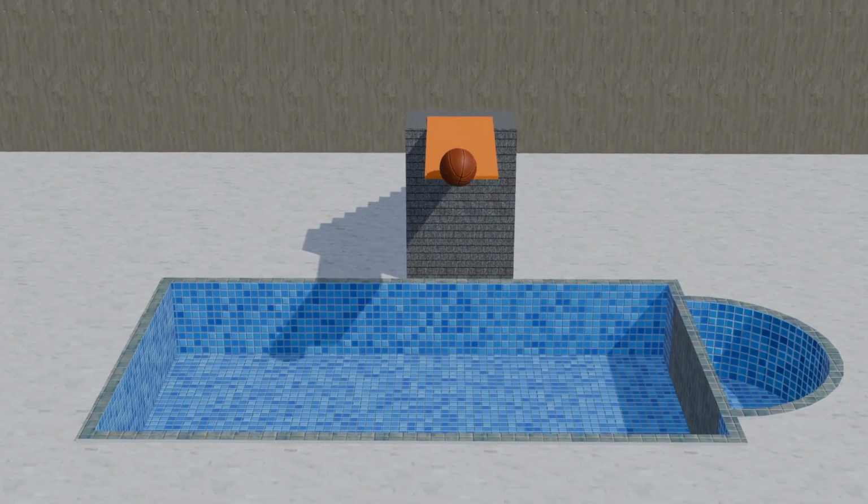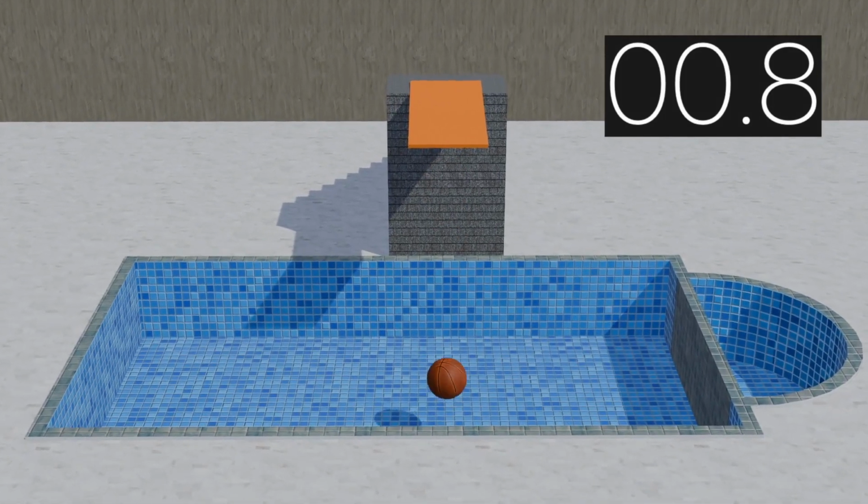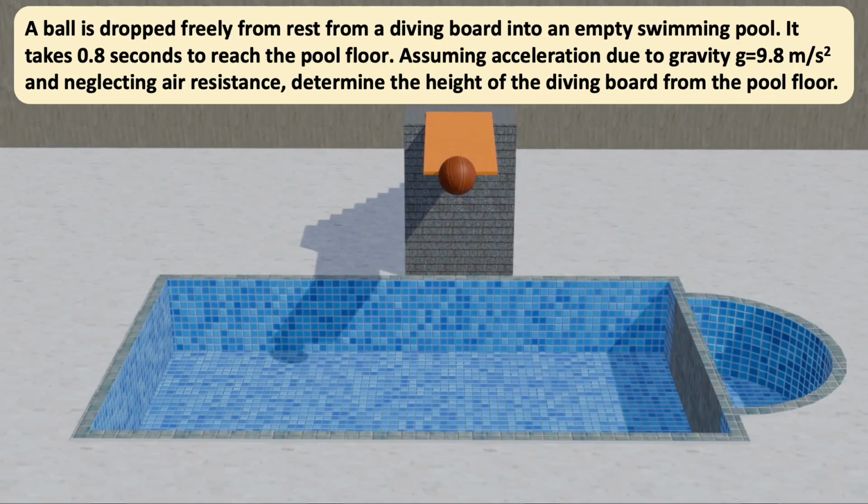There is no water in this pool. It took 0.8 seconds to reach the floor of the pool. Now let's find out the height of the diving board from the pool floor. We will neglect the air resistance and we will assume acceleration due to gravity equal to 9.8 meters per second square.